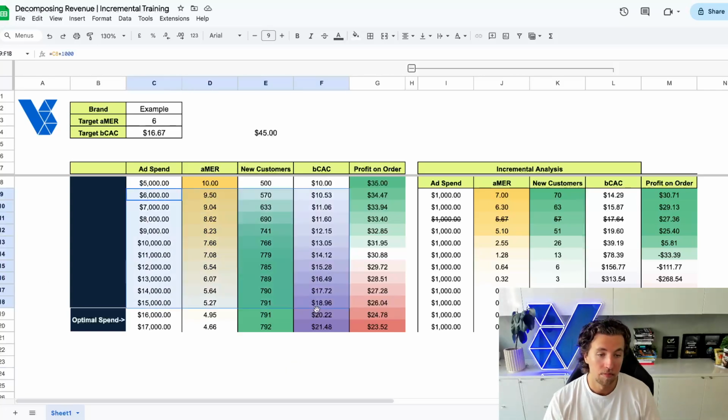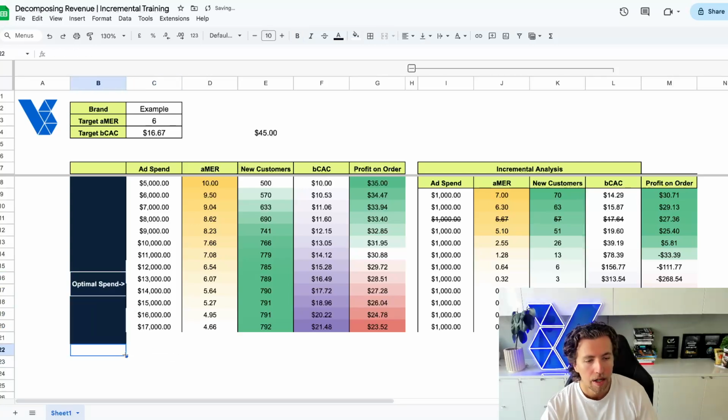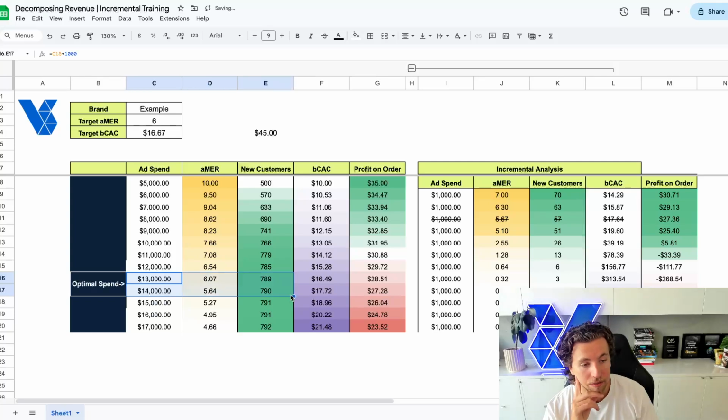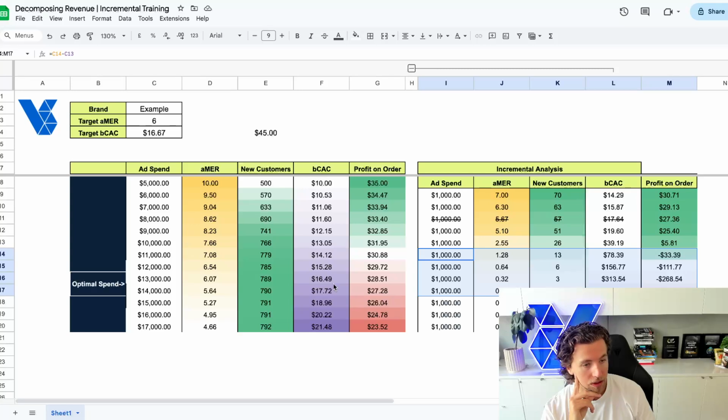So from here, let's say this is your actual data, you're going to make an adjustment and you're going to go, well, our optimal spend sits right in this part here. So we should be spending between 13 to 14, as that's right in between the acquisition MER figures. However, once again, go over to the incremental analysis and you'll notice that all of this is losses. All the way from 11K onwards, you're losing money on each individual purchase.